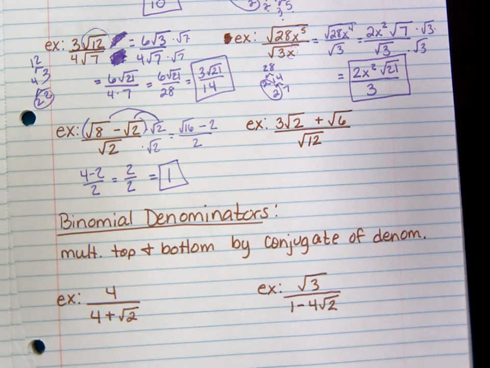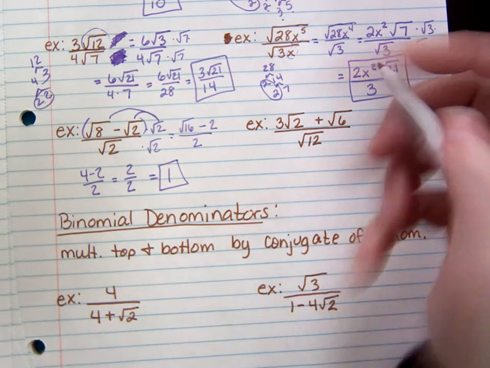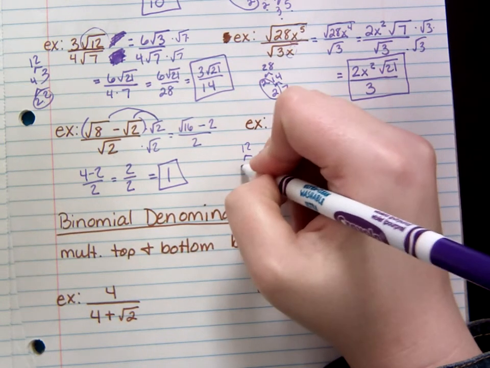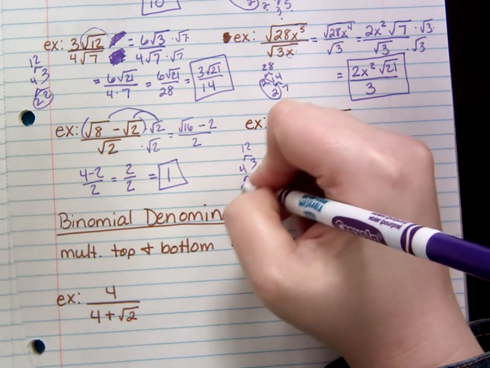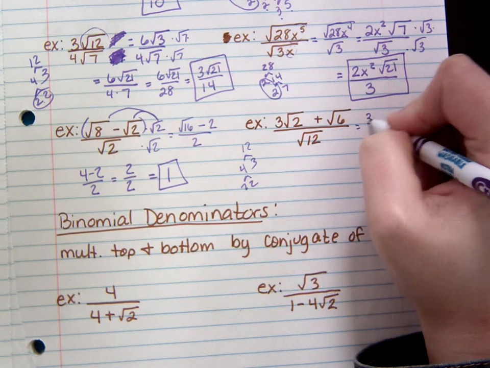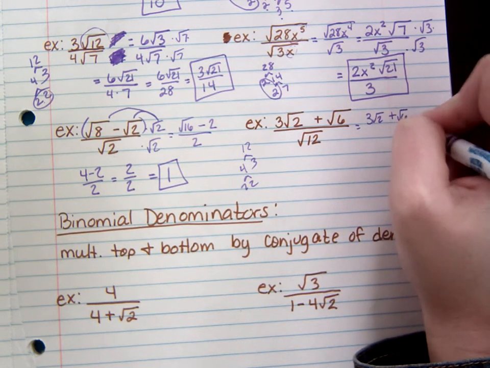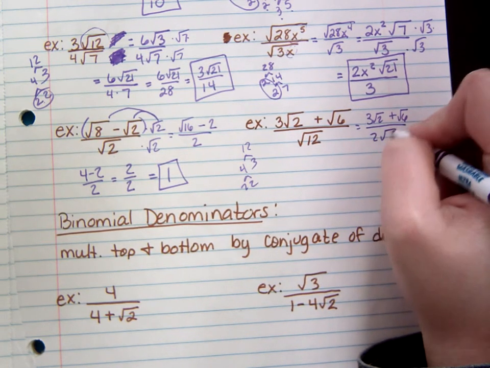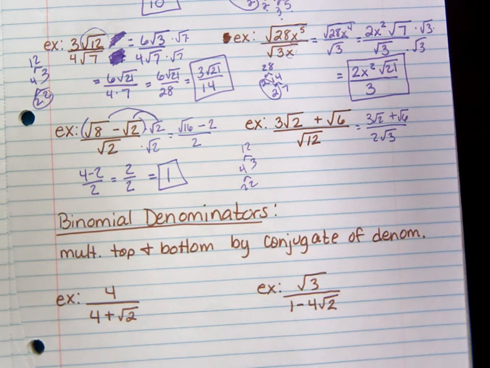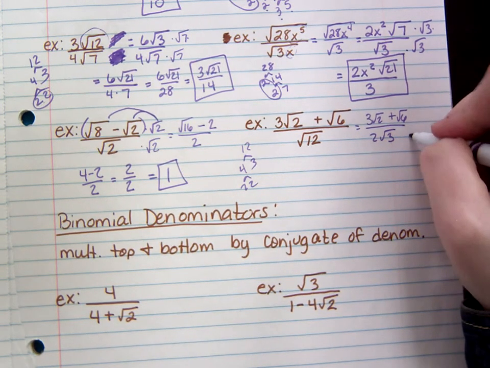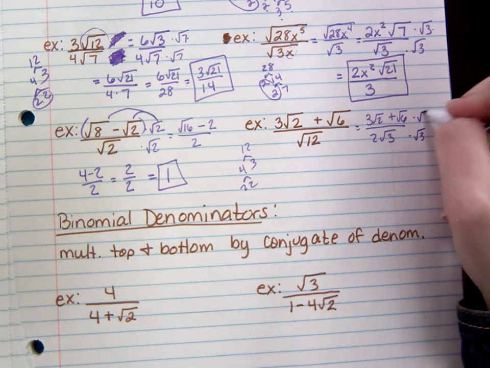Now, the next one, again, you can start by simplifying. So I'm going to simplify the 12. That's 4 and 3, which is 2 and 2. So I can write this as 3 square root of 2 plus square root of 6 over 2 square root of 3. And I'm going to multiply the top and bottom by square root of 3.